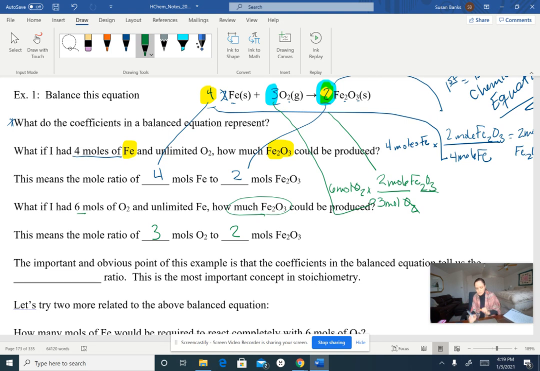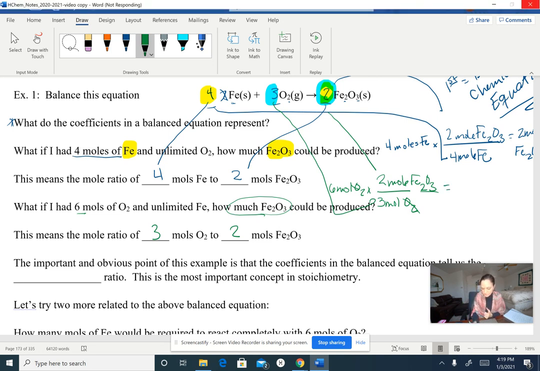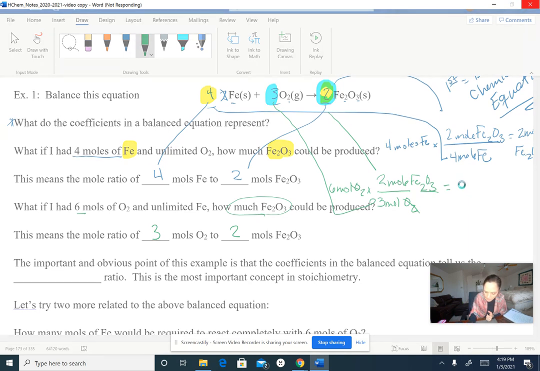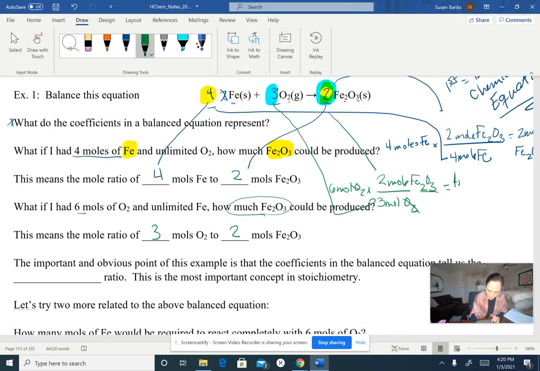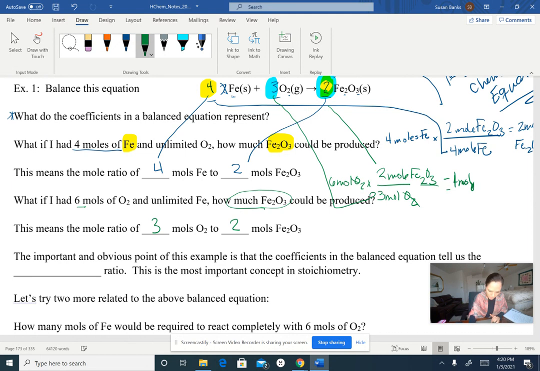Okay, so let's do the math. 6 times 2 is 12, divided by 3 is 4. So I will be able to make 4 moles of iron 3 oxide. Okay, now hopefully this will let me write. 4 moles of iron 3 oxide.